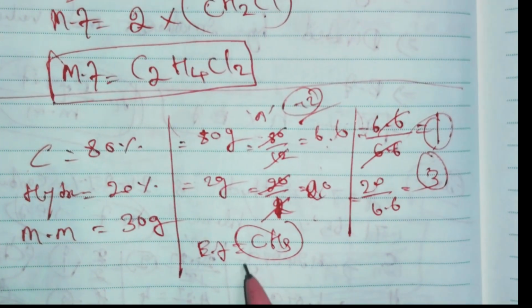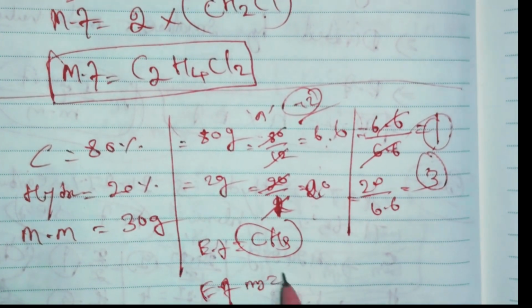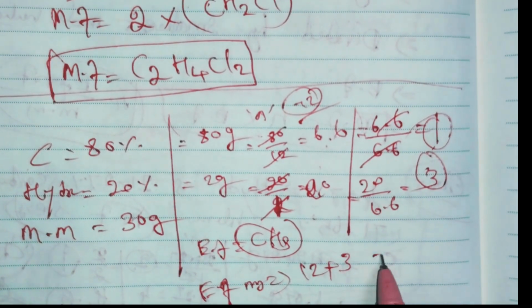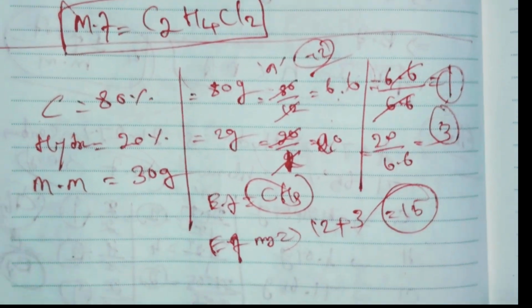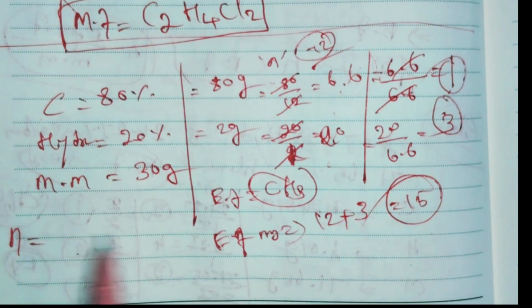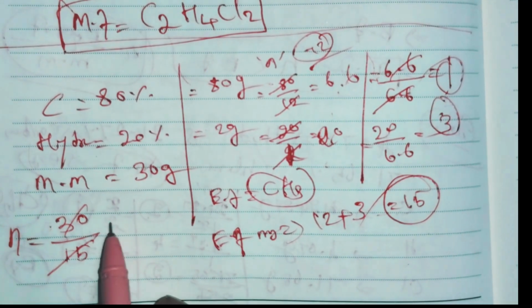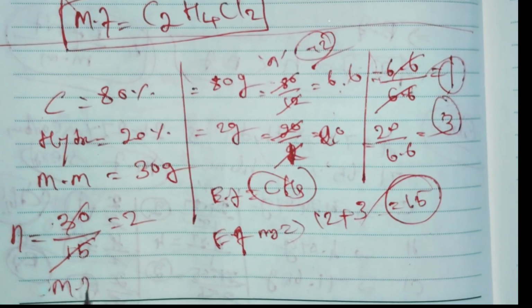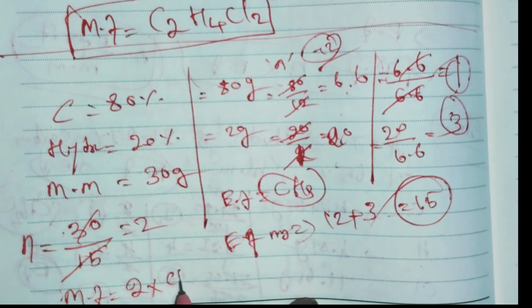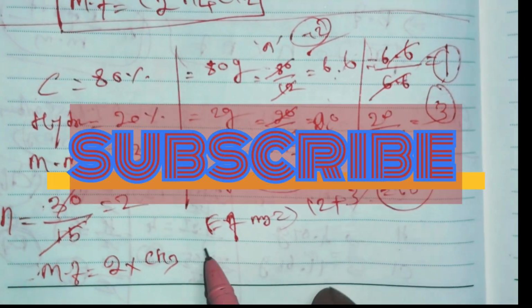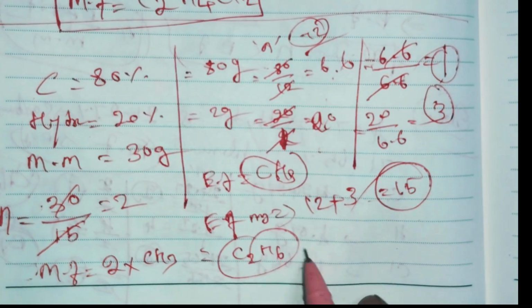So this empirical formula mass is 12 plus 3, which is equal to 15. Now n is equal to the molar mass 30 divided by the empirical formula mass 15, which is 2. So the molecular formula is equal to 2 times CH3. What is the molecular formula? Yes, it's C2H6. That's the answer.